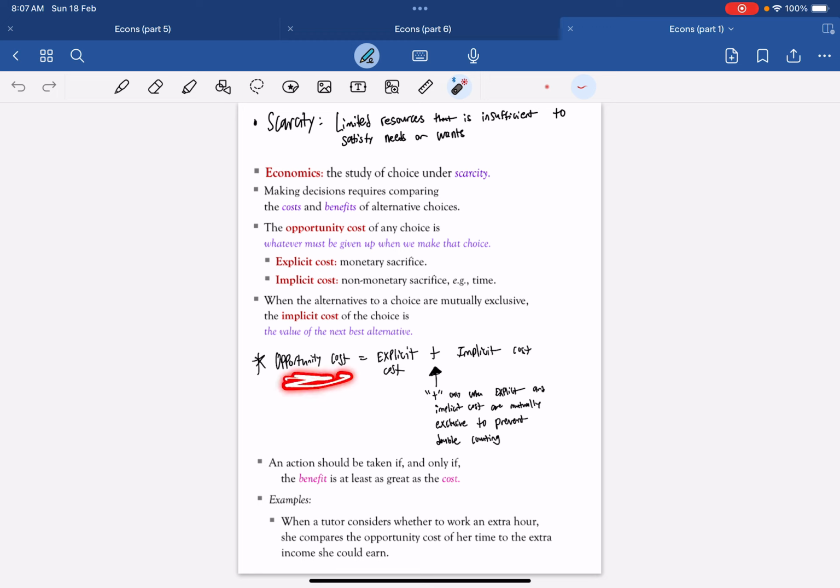So, the opportunity cost can be stated as the explicit cost plus the implicit cost, and you can only add them up when the implicit cost is mutually exclusive to any other cost, so that it prevents double counting. So, you just need to remember that you cannot double count your cost. And an action can only be taken if and only if the benefit is greater than or the same as the cost.